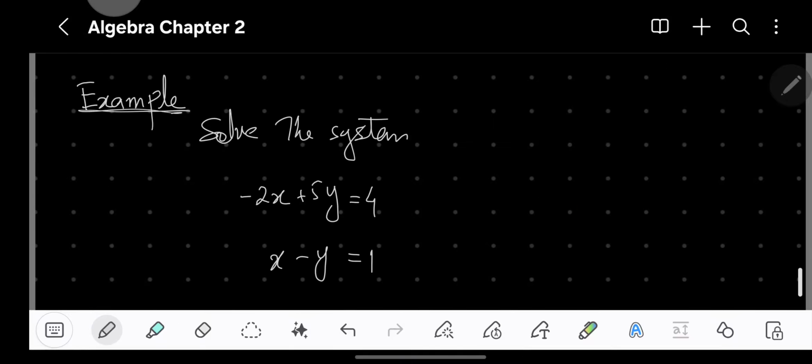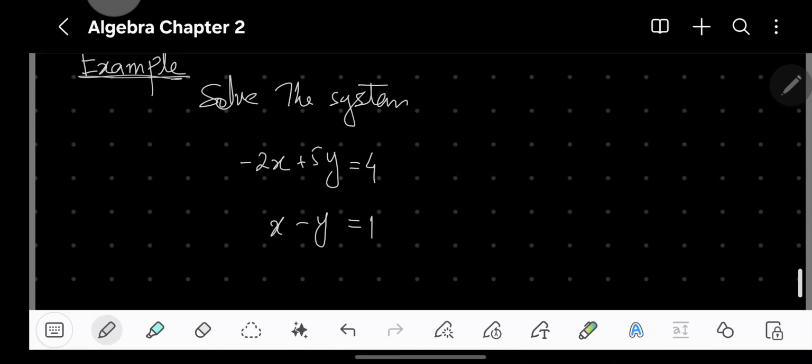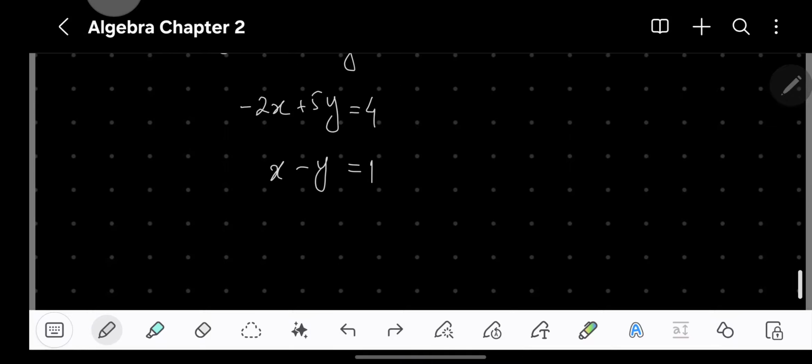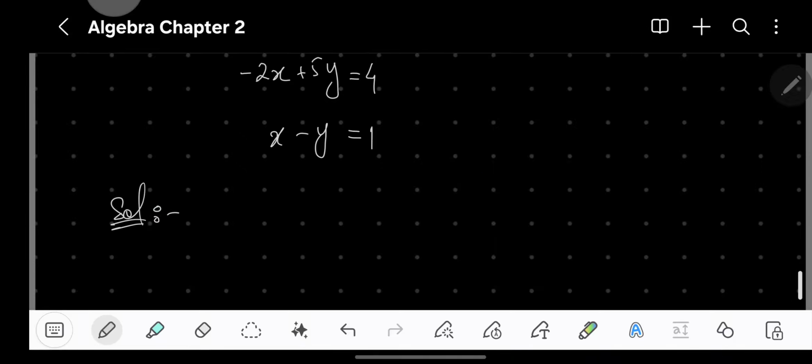So let's do a very simple example. We have the system of equations and we have to solve it. Okay. So first of all, I will write the augmented or extended matrix.